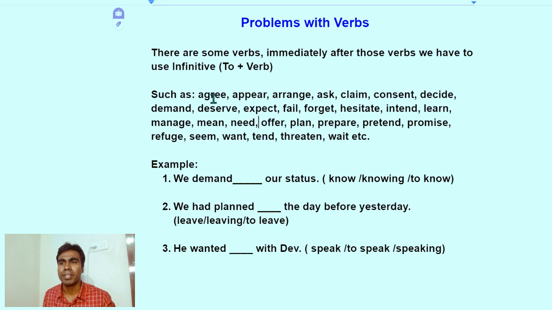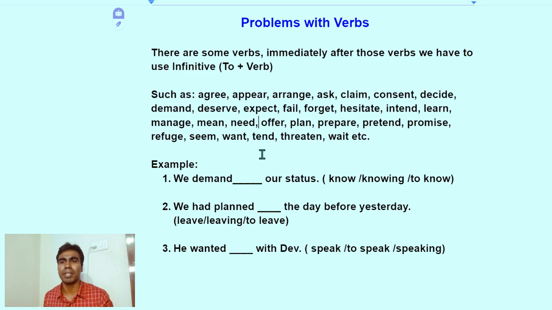such as agree, appear, arrange, ask, claim, consent, decide, demand, deserve, expect, fail, forget, hesitate, intend, learn, manage, mean, need, offer, plan, prepare, pretend, promise, refuse, seem, want, tend, threaten, wait, etc. So when you use these verbs in a sentence, you have to think about using the infinitive, to plus verb.